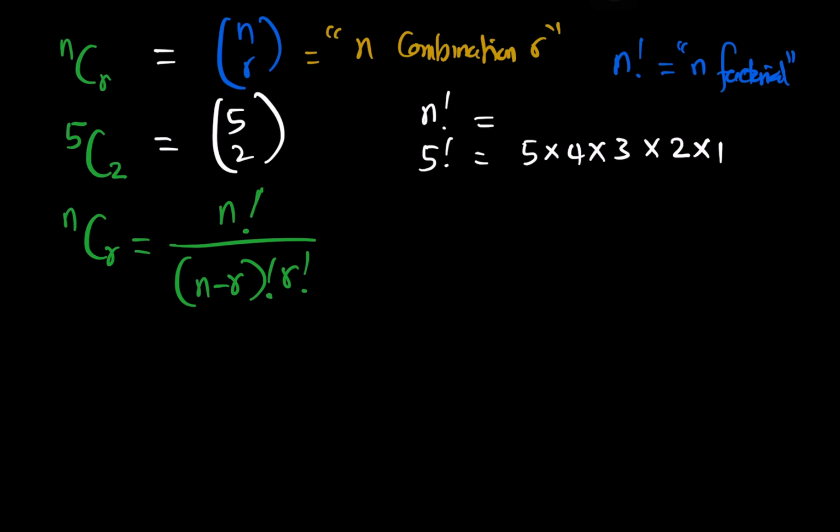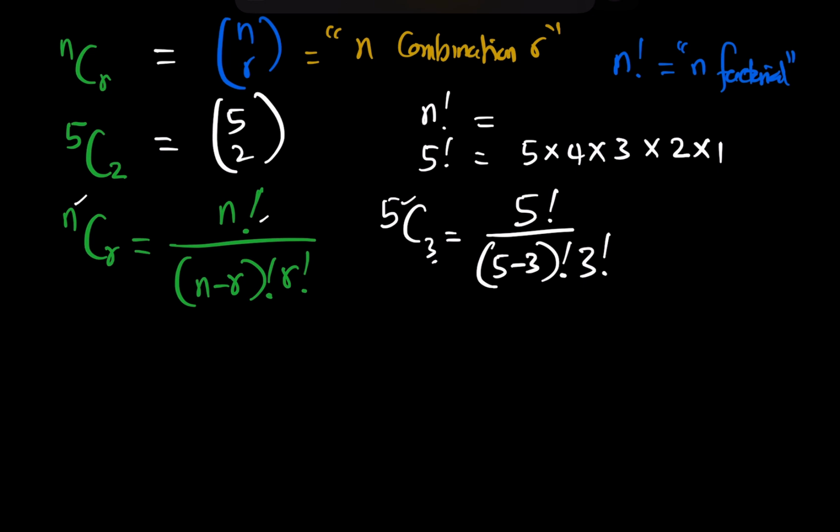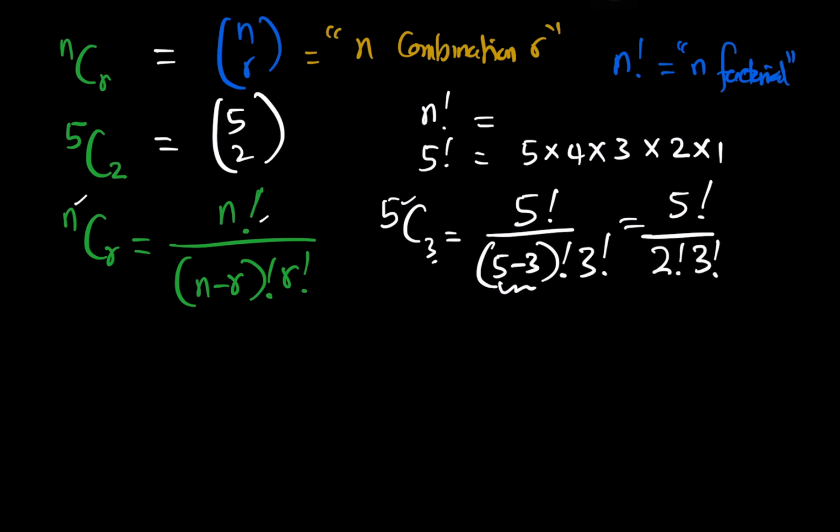So let's take an example. Let's say that we have 5 combination 3. That means it's going to be 5 factorial. This one is the n factorial. So this is the n, 5 factorial divided by n minus r, which is 5 minus 3 factorial, and then the r, which is 3 factorial. Remember that. So we're going to have 5 factorial divided by 2 factorial multiplied by 3 factorial. Can you see that?